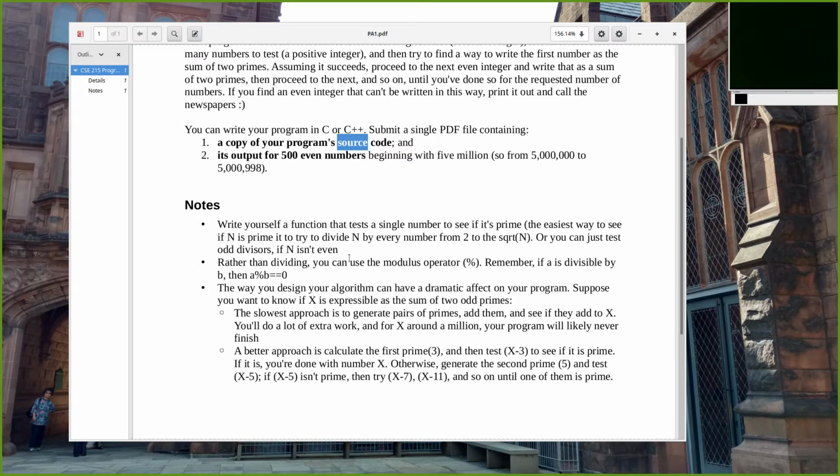And you don't have to actually divide. You can use the modulus operator in C. If a modulo b is 0, then a is divisible by b. So that's a useful operator for checking to see if one thing's divisible by another.